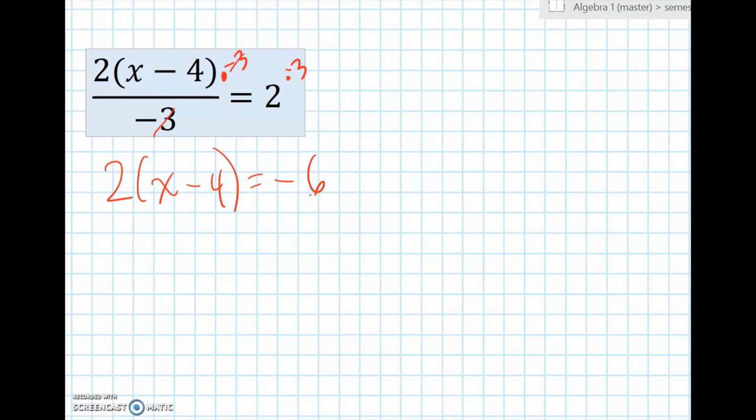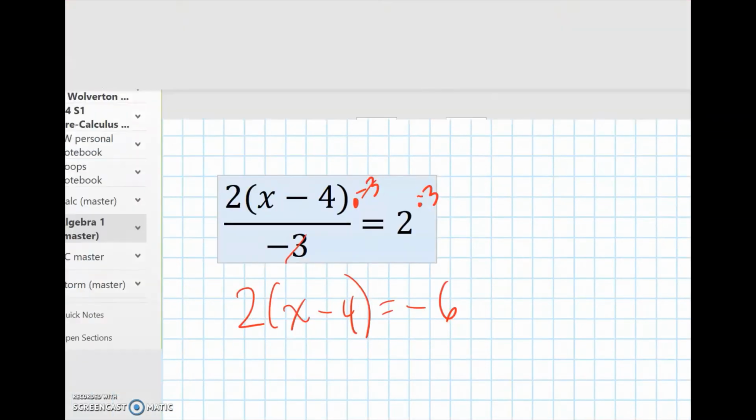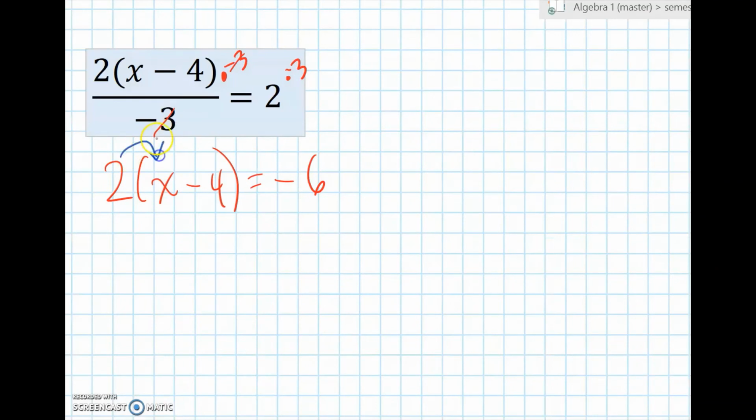Now I can distribute, also known as the rainbow technique, this 2. Be careful not to do x minus 4 and make that -3x, even though sadly you'll get the same answer. But be careful because that is combining not like terms. So 2 times x is 2x. 2 times -4 is -8 equals -6.